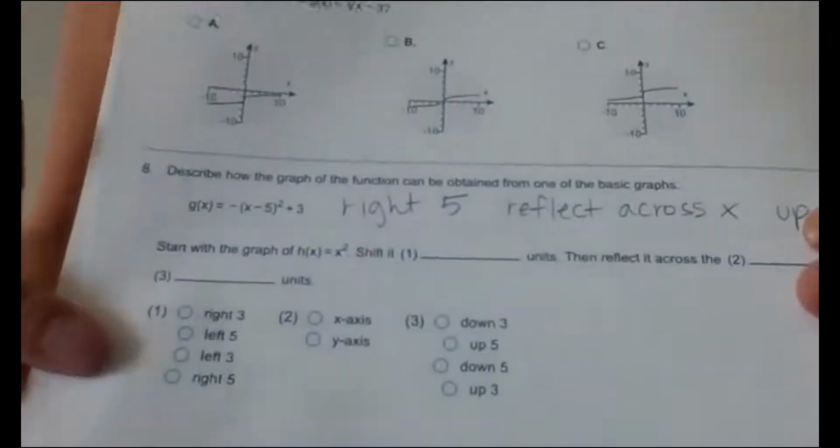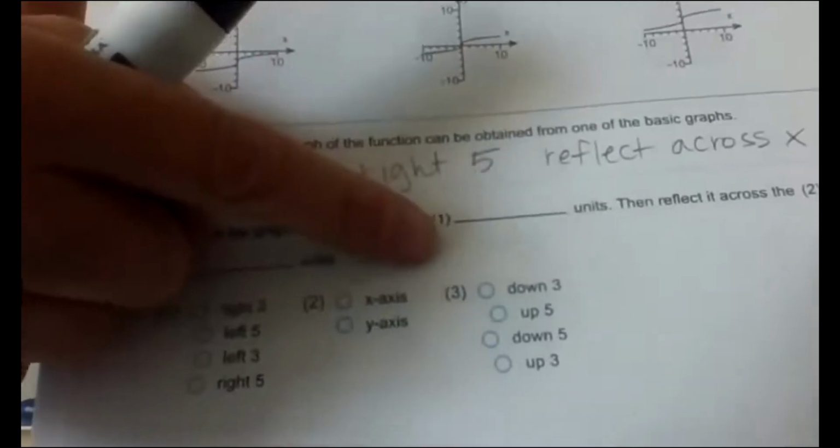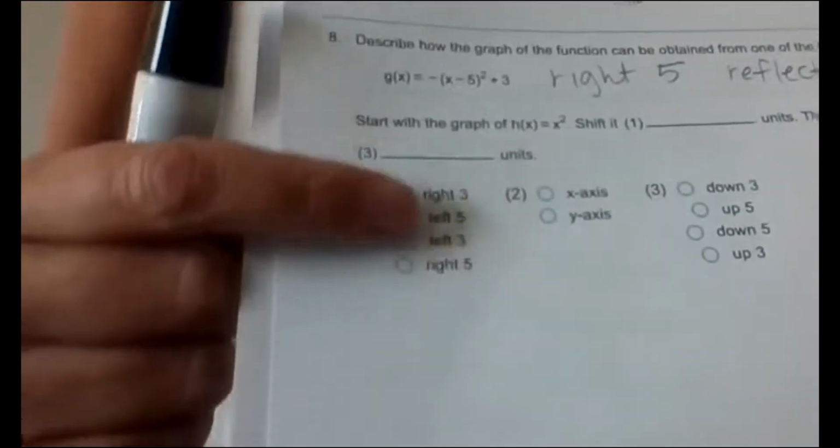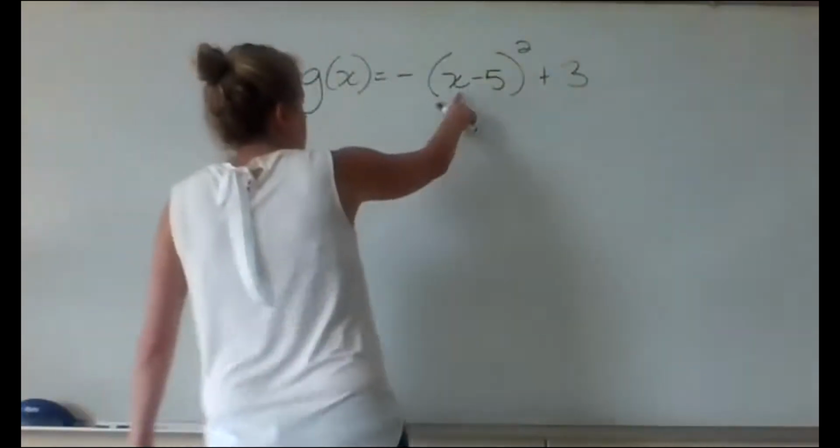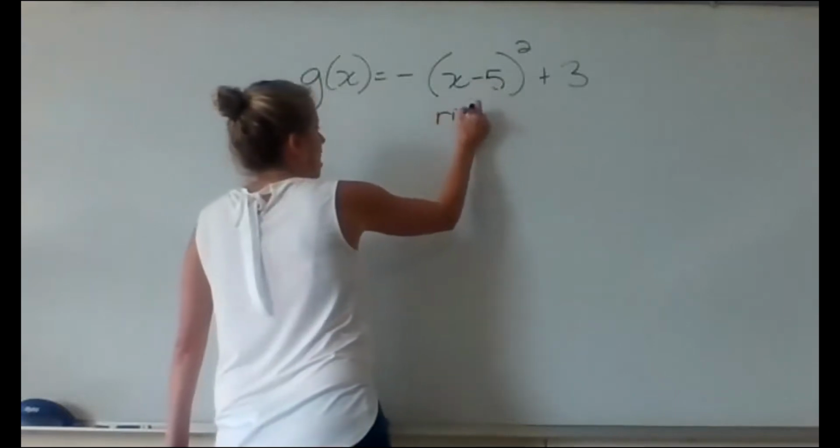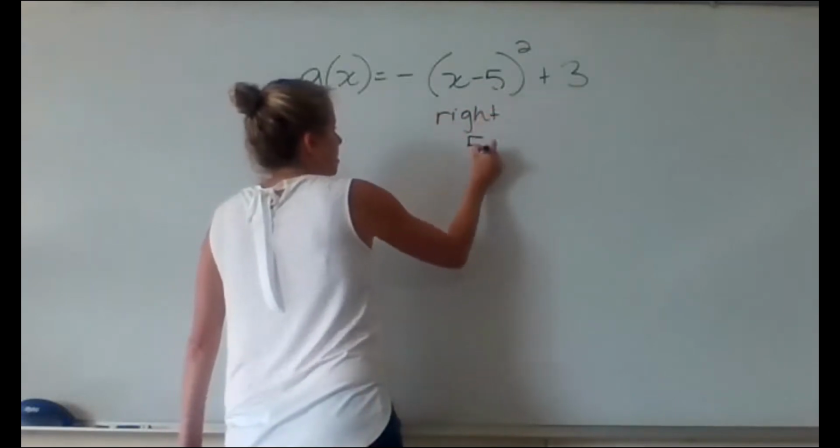And this one's going to give you some blanks. On the first blank, you'll have this drop-down menu. So that's going to talk about the horizontal shift. So where am I shifting horizontally? This is a -5, which means I will shift to the right 5.